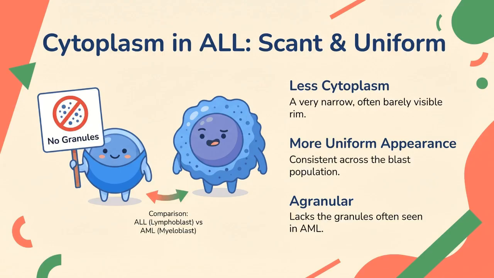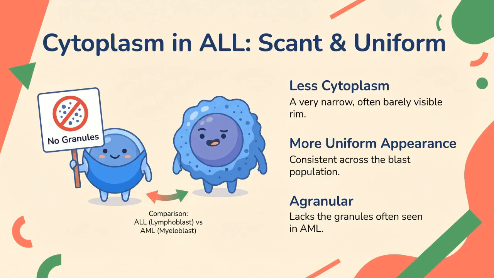What's also important is the uniformity of the cytoplasmic appearance within the blast population. While there might be some variation in cell size or nuclear shape, the cytoplasmic features, its quantity, basophilia, and general lack of granules, tend to be quite consistent across all lymphoblasts. This uniformity, coupled with the scant nature of the cytoplasm, helps us distinguish lymphoblasts from myeloblasts, which often have more abundant cytoplasm and may contain granules.